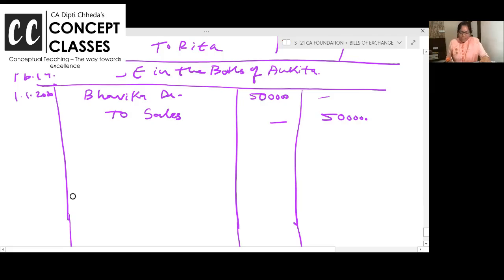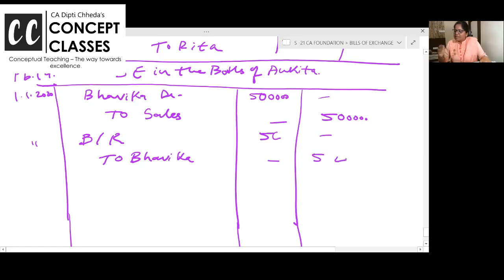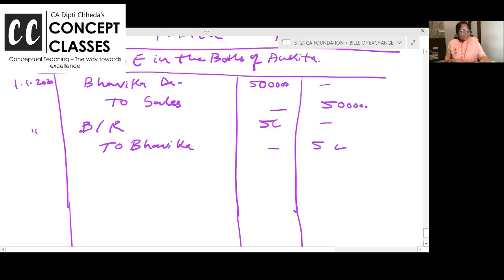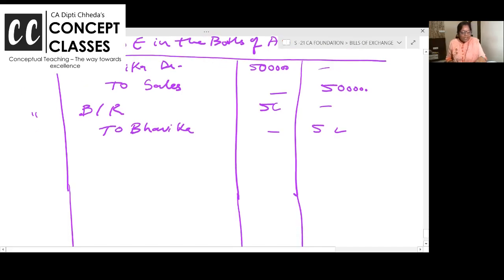Okay. So 1st January, Ankita sold the goods to Bhavika. Bhavika to sales. And on the same day, bill is drawn. Bills receivable to Bhavika. Bhavika, you don't pay me cash or check. You give me bills receivable. Right? And that is drawn for 3 months.